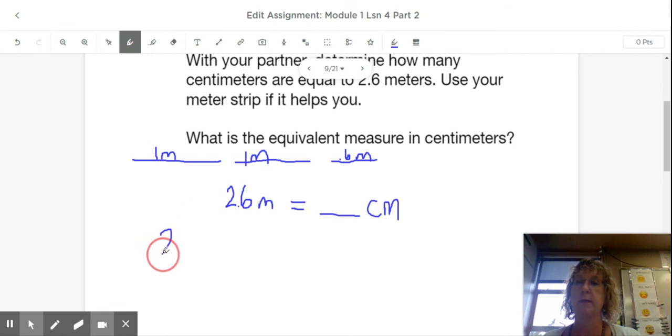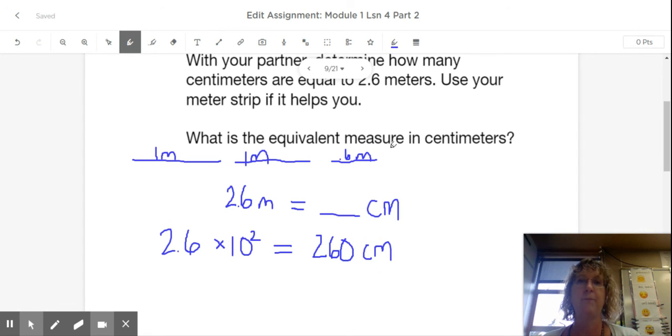So 2.6 meters times, now I'm going to write this as an exponent, okay? 10 to the second power. That means 100. 10 times 10 is 100, okay? So this 2, if I said 2 times 100, what would I get? 200. So the 2 has to go in the hundreds place. Then the 6 goes right behind it. Oh, but I don't have 200 yet. I need to add that 0. It's 260 centimeters.